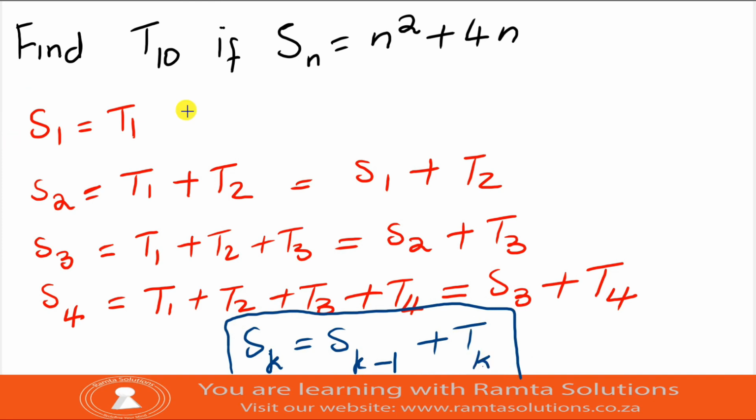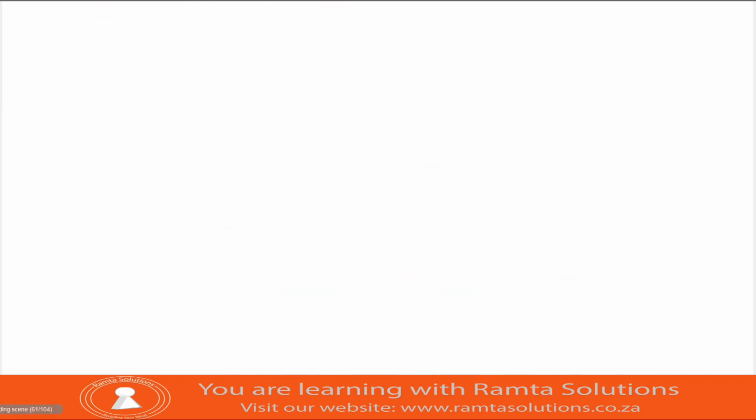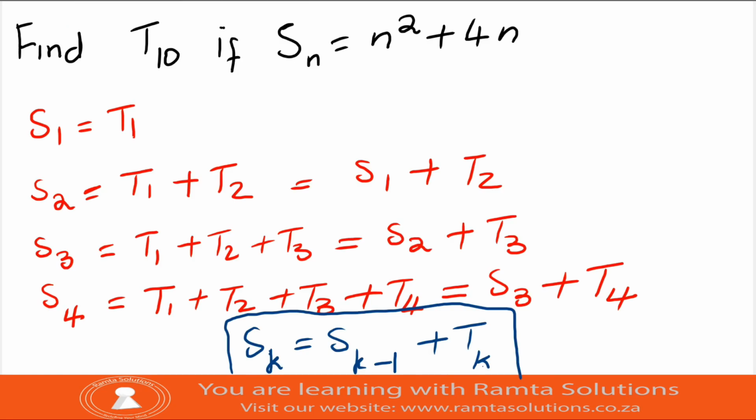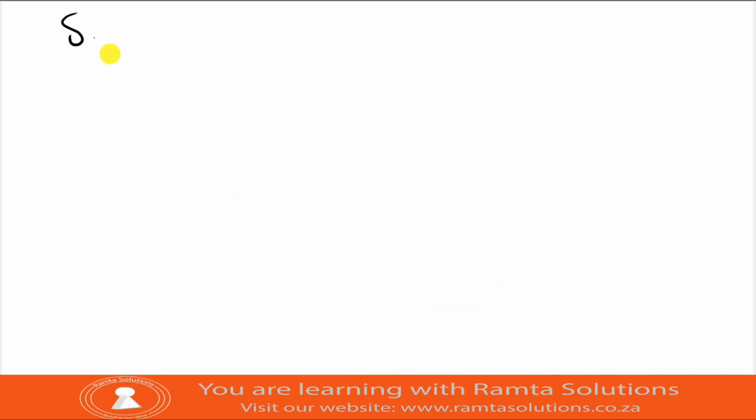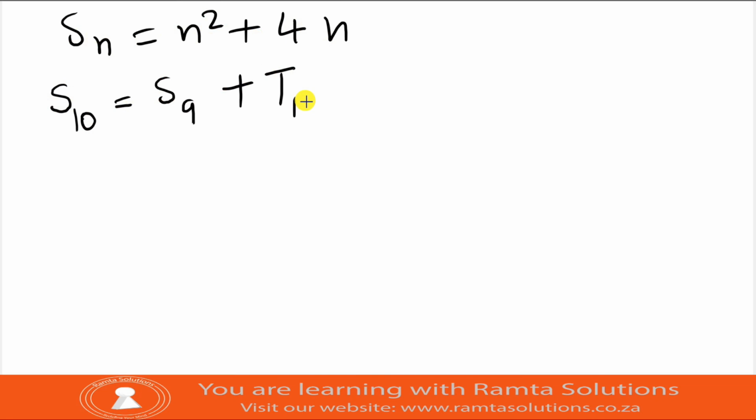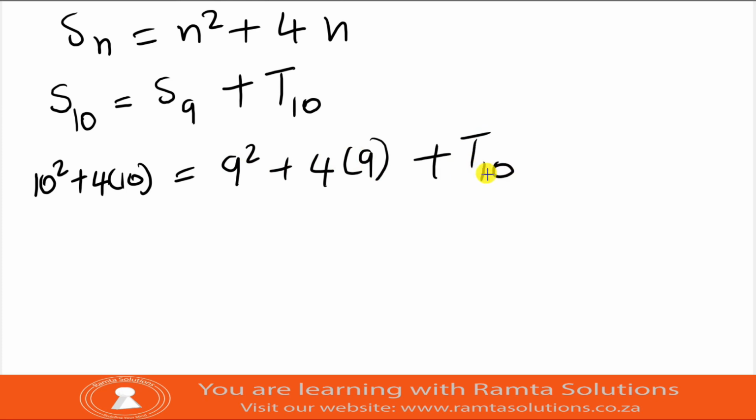Now let me show you how to answer this question. We are given Sn equals n squared plus 4n. We know if we want to find term 10, we will say the sum of the first 10 terms equals the sum of the first 9 plus the 10th term. It's easy to find the sum of the 10 and the sum of the 9. How? Where you see n, you put 10. Where you see n, you put 9. Let's see, because we are given an equation for S of n. So we say 10 squared plus 4 into 10 equals 9 squared plus 4 into 9 plus the 10th term, right?